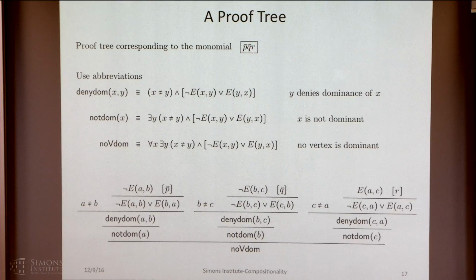So for this one, I actually drew for you a proof tree. We're not going to try to decode it. We don't have time. So this is the proof tree that there is no dominant vertex. That's a lot of abbreviations here. That uses the fact that there's no edge from A to B, there's no edge from B to C, and there is one from C to A. So this one denies the dominance of A, this one denies the dominance of B, and this one denies the dominance of C, which gives you this proof tree.